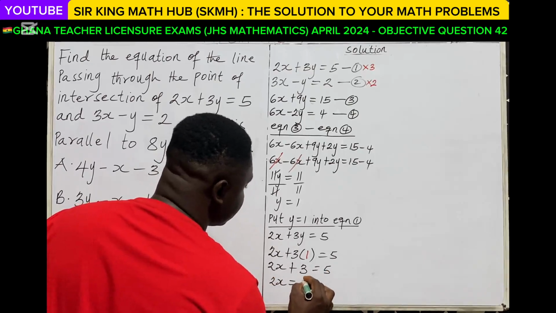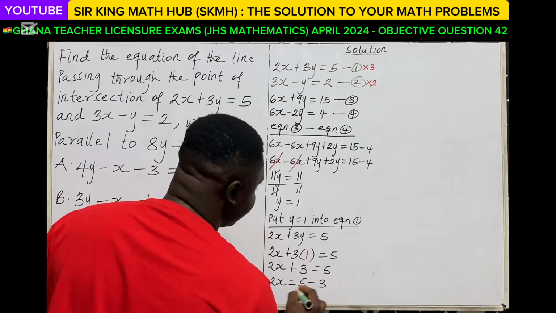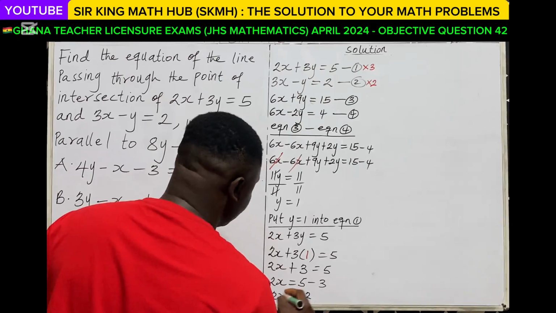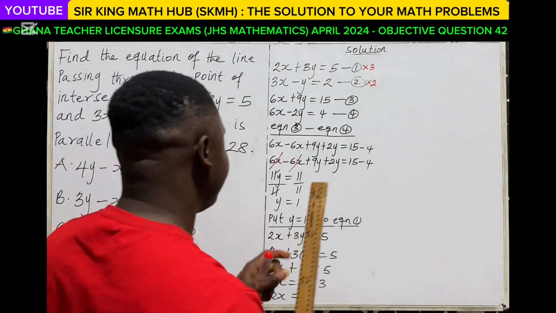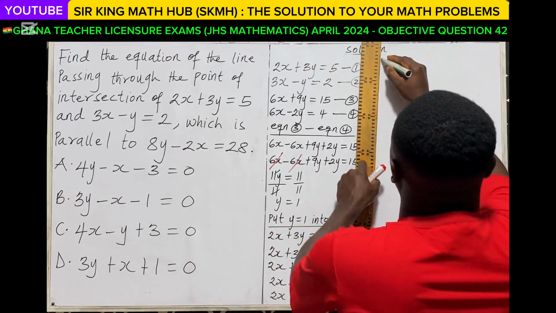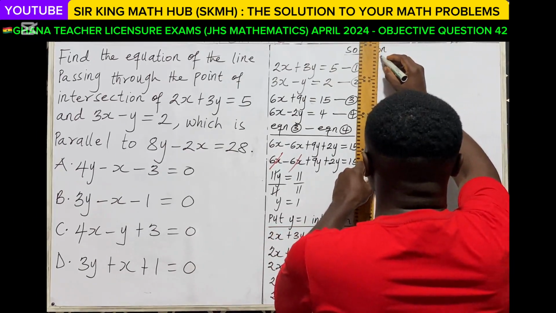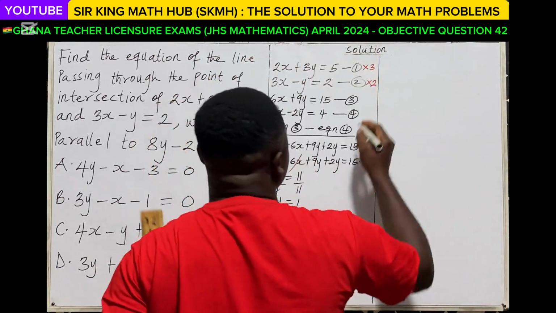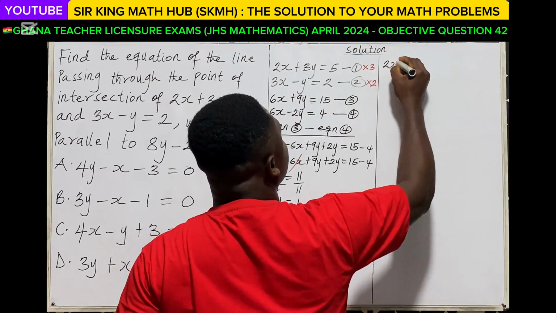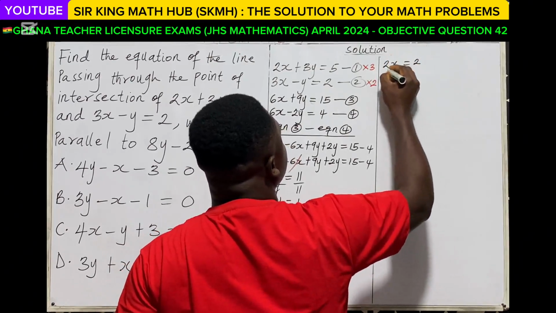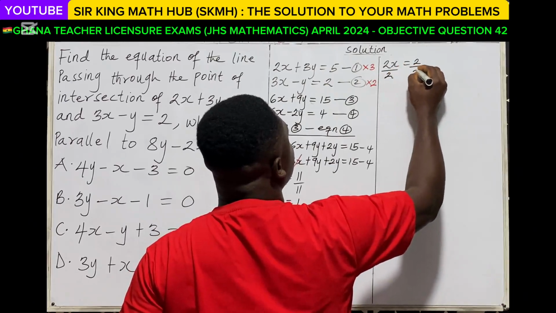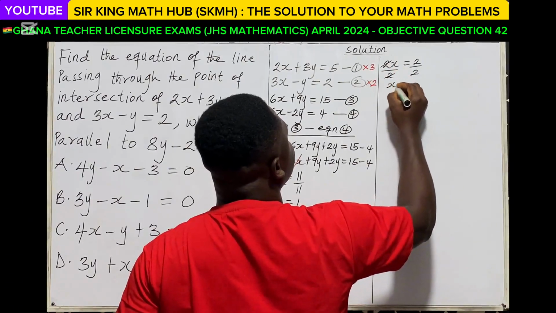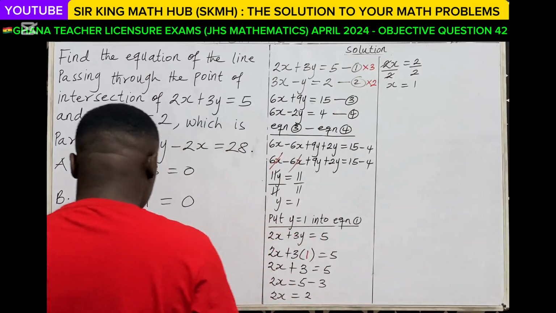So 2x is equal to 5 minus 3. So 2x is equal to 2. Remember, we are looking for x, not 2x. So what do we do? We divide both sides by the coefficient of x, which is 2. So we have x as 1.